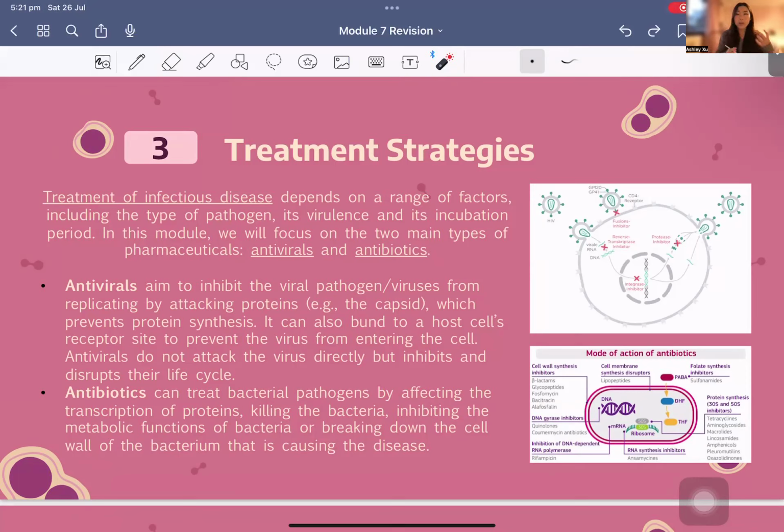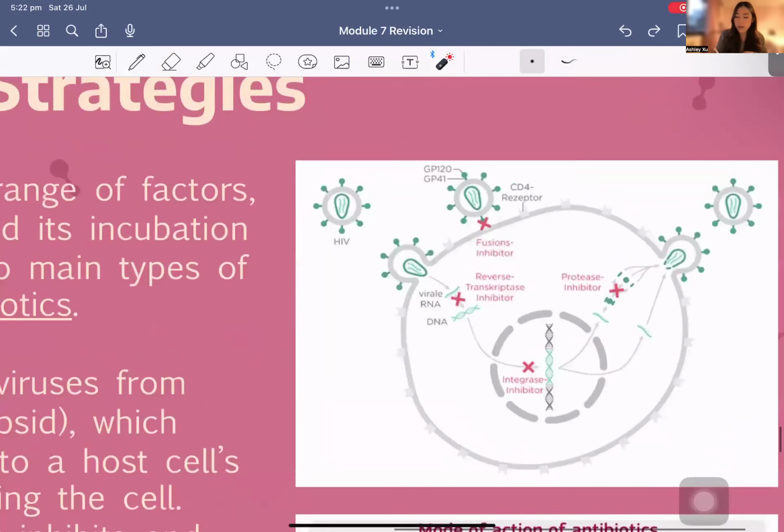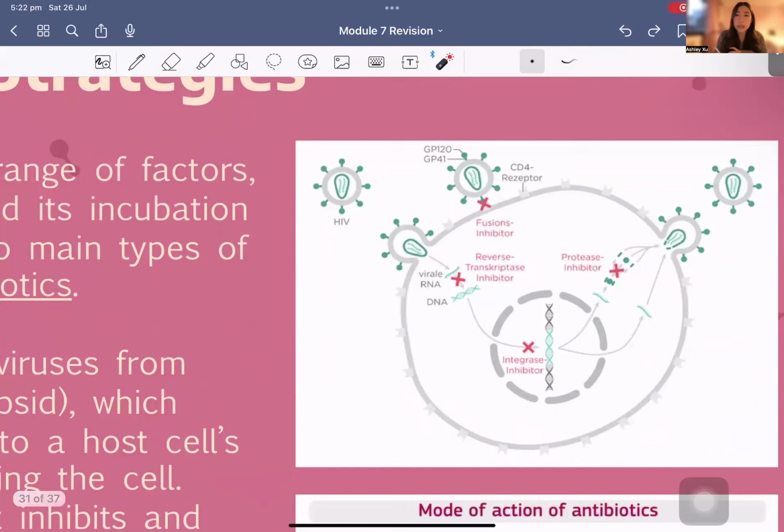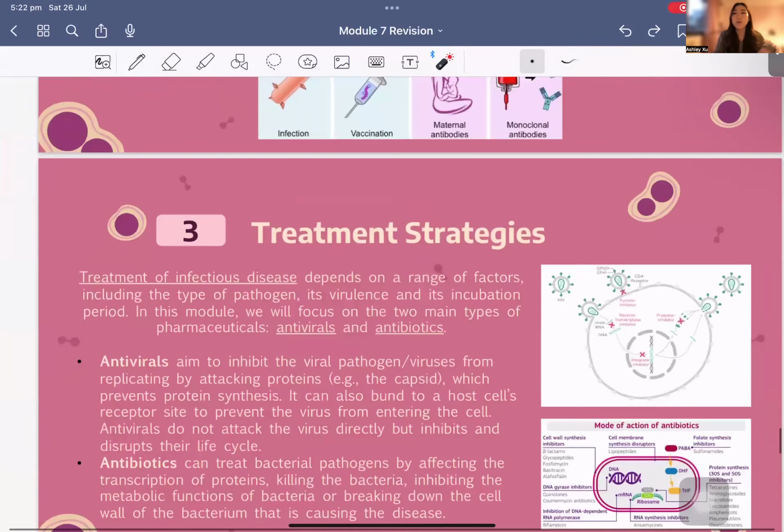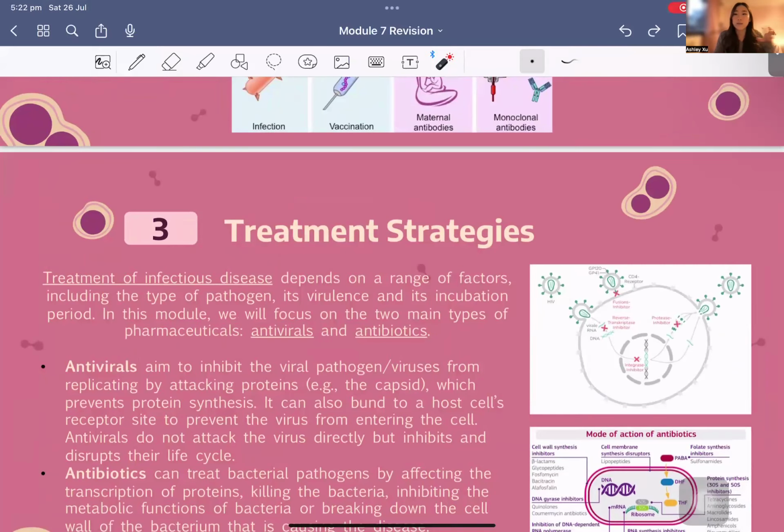Okay. One thing I want to really highlight is the pathogens that each of them prevent from spreading. Okay, antivirals prevent the spread of viruses, as the name suggests. So they aim to inhibit viruses from replicating by attacking proteins of that virus. They can also prevent protein synthesis of viral RNA or DNA. So they don't attack the virus directly, but they inhibit and disrupt their life cycle. They can actually prevent entry of the virus into our DNA, our nucleus. They can prevent the virus from leaving. They can inhibit translation factors. They can do a lot of things to inhibit the virus from replicating.